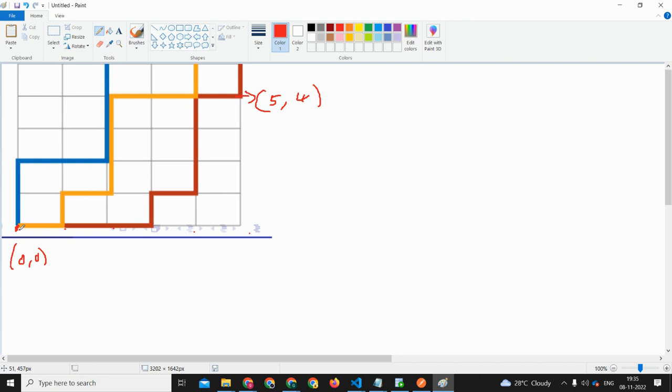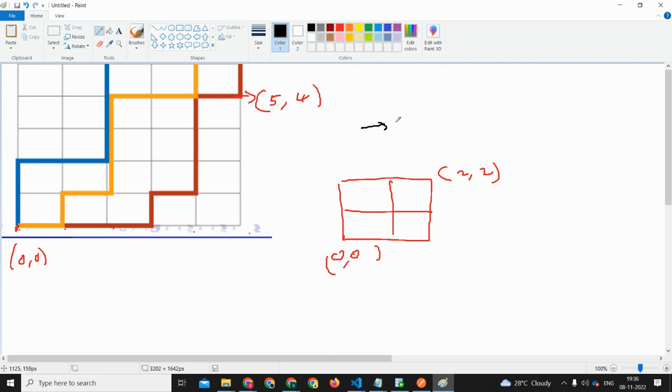Shall we talk about the different, or else we can have a smaller one, very simple. 0 comma 0, and this is going to be 2 comma 2. Can someone tell me how many different paths we have, given that you can go either right or up? Basically we can write it out now. Right, up, up, that's the first path. What about the second path?